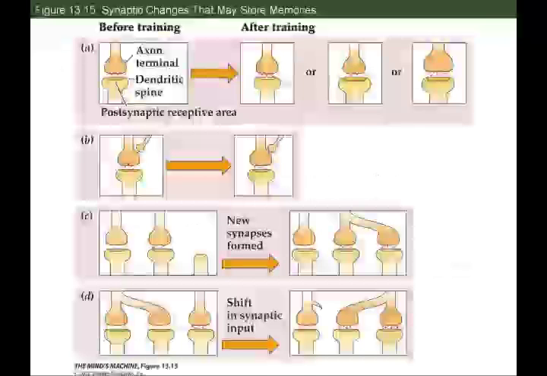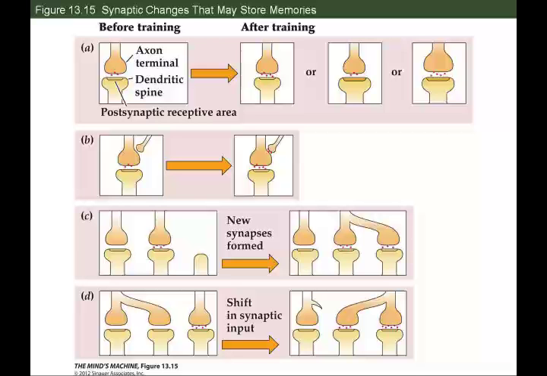On the left side is before training or before learning. On the right side is what might happen at the synaptic level after learning. So in A, after training, you might have an increase in neurotransmitter release. Do you see the red dots that represent molecules of neurotransmitter? You see there's more red dots there. Or you can have the postsynaptic side become larger and more efficient. You see that in the middle one? Or you can have both the presynaptic and the postsynaptic sides becoming larger, and thus more effective.